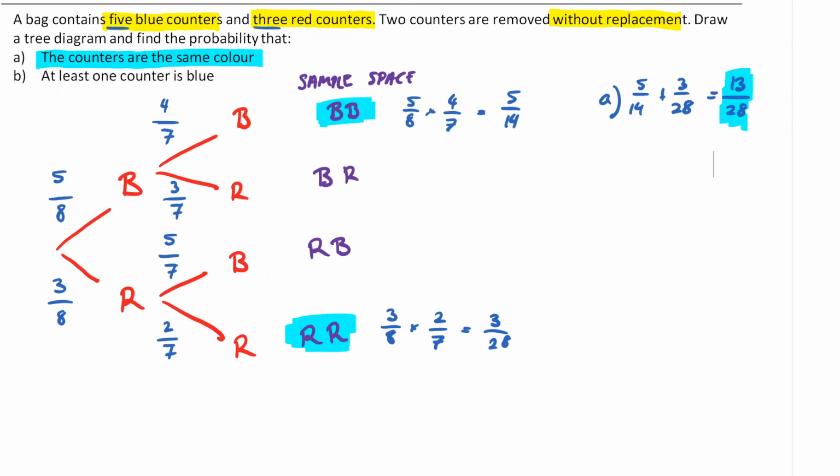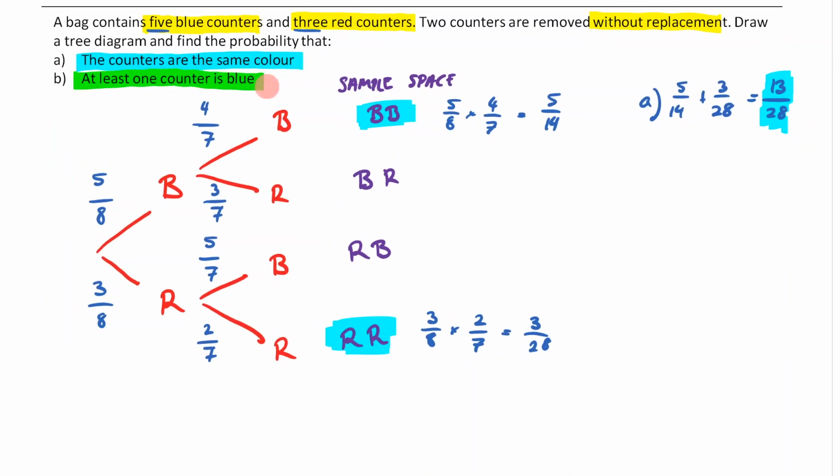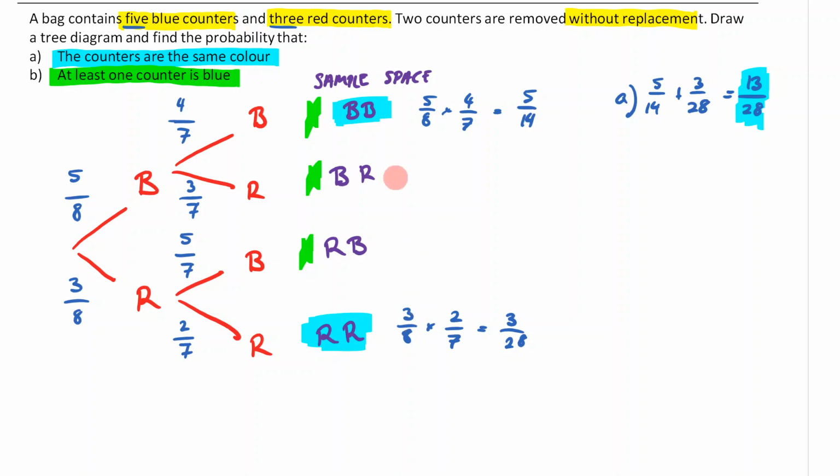Let's now figure out the answer to the next one here. So this is saying at least 1 counter is blue. So that would include this one, it would include this one, and it would include this one. It wouldn't include this. Now there's 2 ways of actually going about this question. The first way is just, as you would expect, figuring out the probabilities of these and then adding them up. So let's just do that.